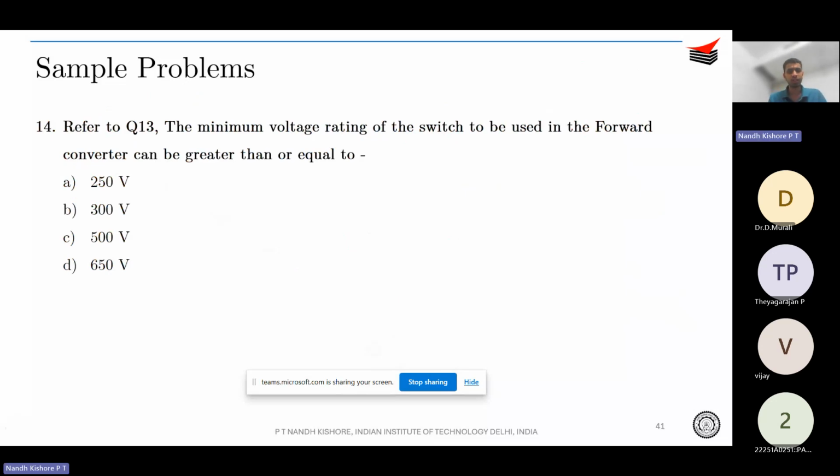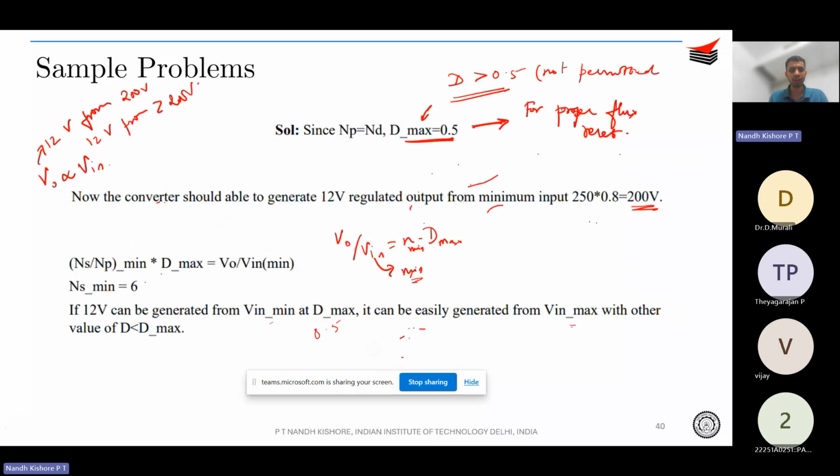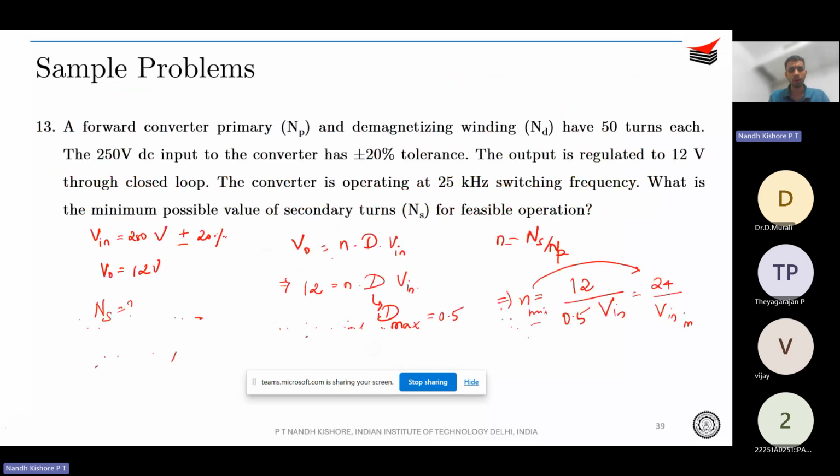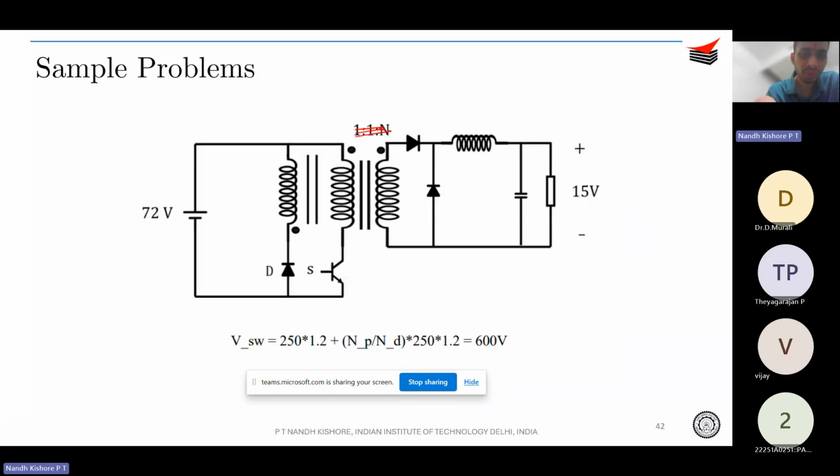Okay, so refer to question number 13. The minimum voltage rating of the switch to be used in the forward converter can be greater than or equal to dash: 250, 300, 500, 650. So again, you can draw the circuit diagram. Here, you neglect this. Let's say NP is to NS is to ND.